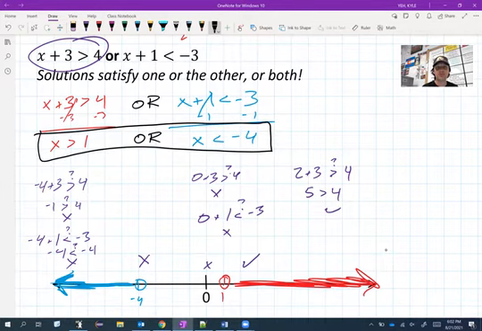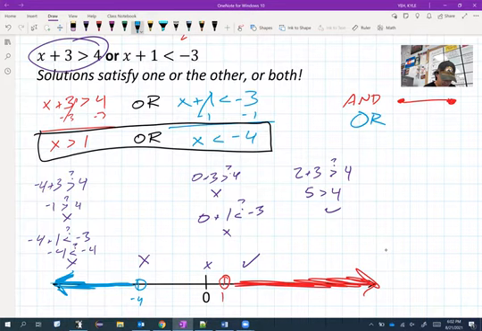Now, before I move on from this screen, I want to point something out. I mentioned in the previous example that and inequalities usually look something like this. Again, maybe open dots, maybe closed dots. But the bottom line is it's the area shaded in between the two dots. Look at the graph right now for our OR. This graph is going off and pointing in different directions.